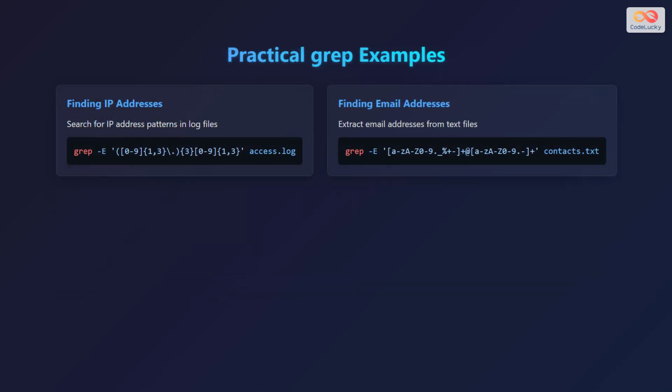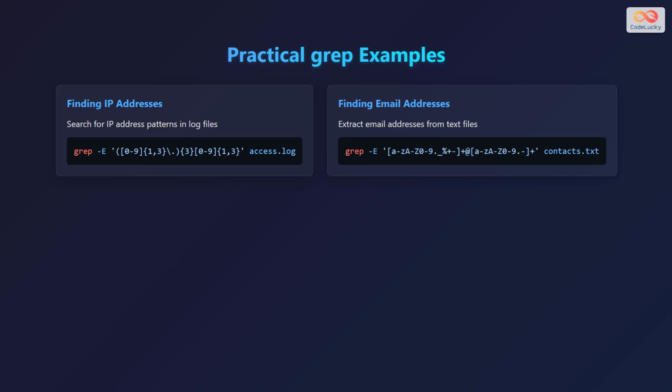Let's look at some practical grep examples. To find IP addresses in log files, you can use the command grep -E '([0-9]{1,3}\.){3}[0-9]{1,3}' access.log. This will search for patterns that match the format of an IP address, which are 4 sets of 1 to 3 digits separated by periods.